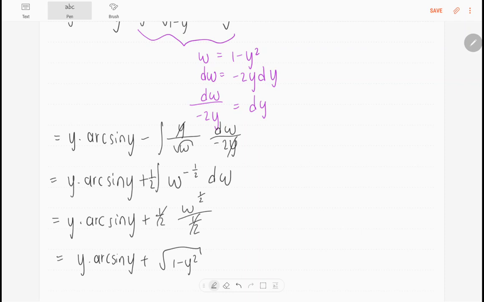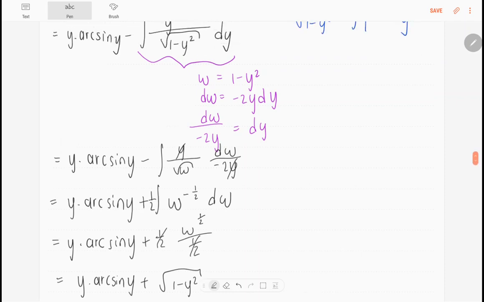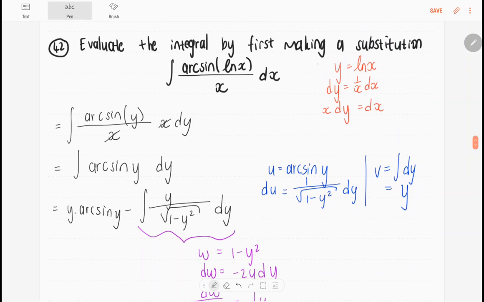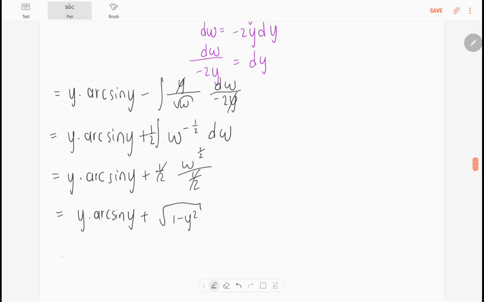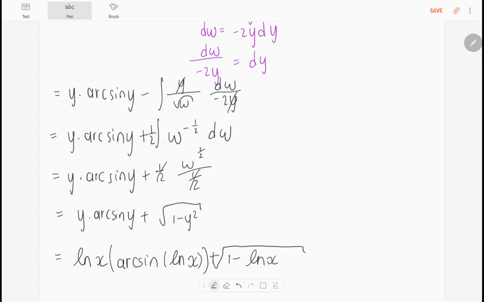But I'm not done substituting back, because in the beginning I said y equal to ln x. So I want to get my final answer in terms of x. So I replace all of my y's by ln x. So I have ln of x arc sin of ln x, and then I have the square root, so plus the square root of 1 minus ln x squared, and just don't forget your constant.